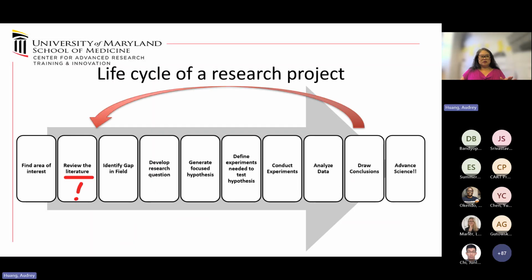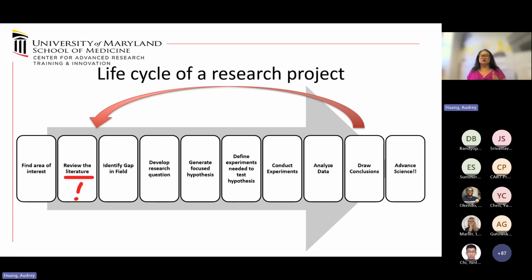So last time we talked about the life cycle of grants. This time I'm going to talk about the life cycle of a research project, but this is all very familiar to you all. You have an area of interest, you review the literature, there's an exclamation point under there because I'm going to come back and harp on this for the rest of the next hour and 10 minutes that we have.